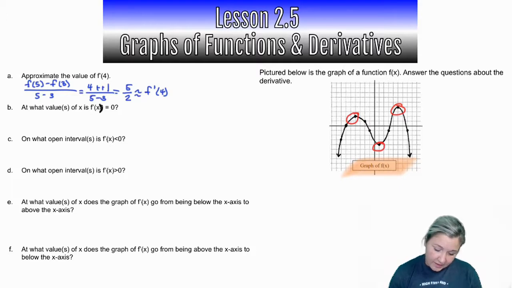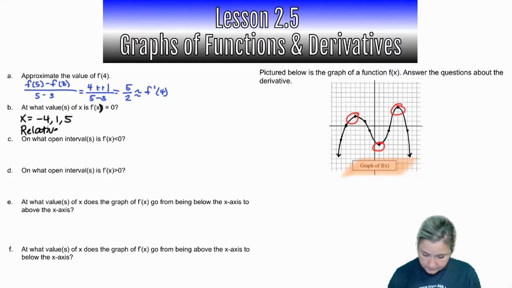So we're going to have, this is going to be at x equal to negative 4, 1, and 5. So those are going to be relative max or mins, which means we'll have a horizontal tangent line.